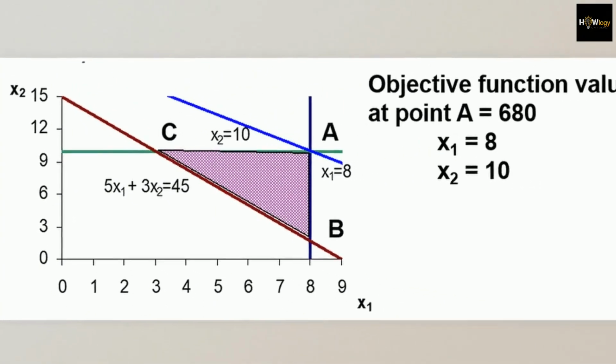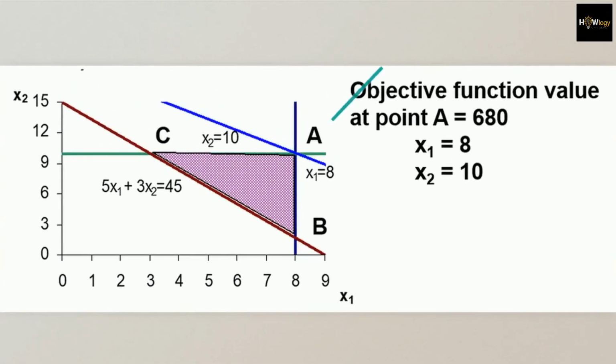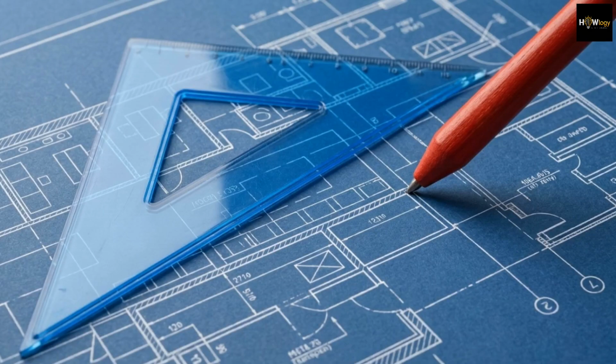By testing the extreme corners, we find point A yields our highest possible objective function value, 680. Maximizing output is never about pushing endlessly forward. It is about calculating the precise geometric edge of a system's physical limits.